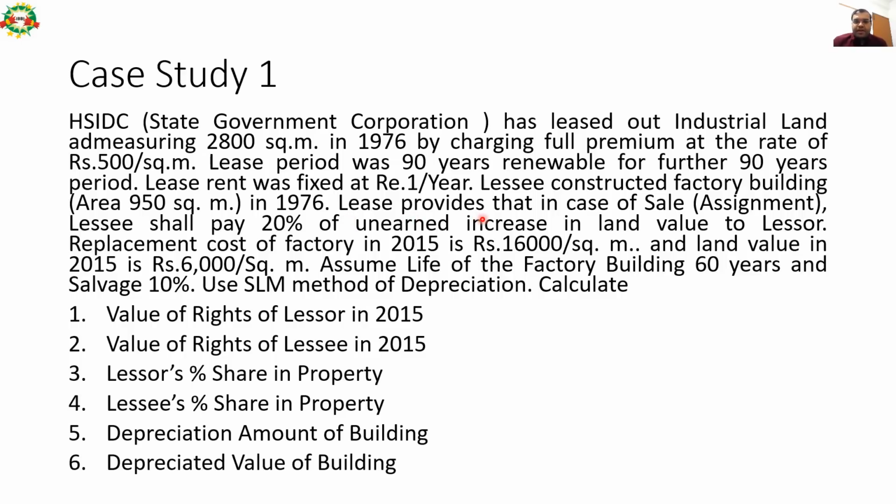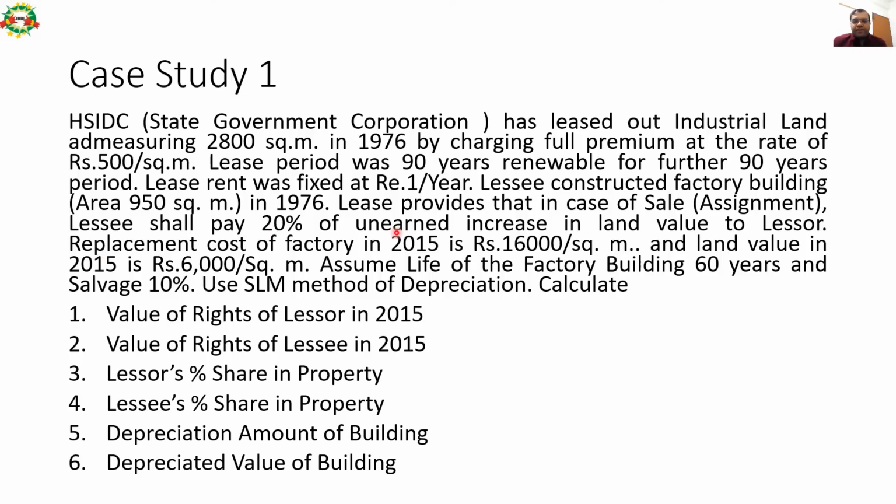square meter. The lease provides that in case of sale or assignment, the lessee shall pay 20% of the unearned increase in land value to the lessor. So as per the lease agreement, there is a clause stipulating that in case the lessee further subleases or sells or reassigns the land to a third person, then whatever unearned profit the lessee earns, 20% of that will go to the head lessor or original lessor.